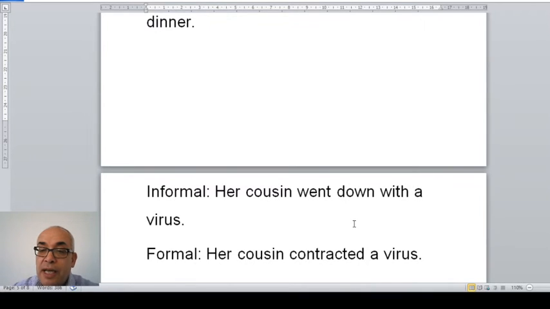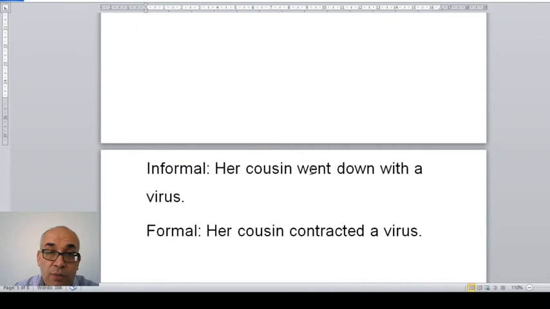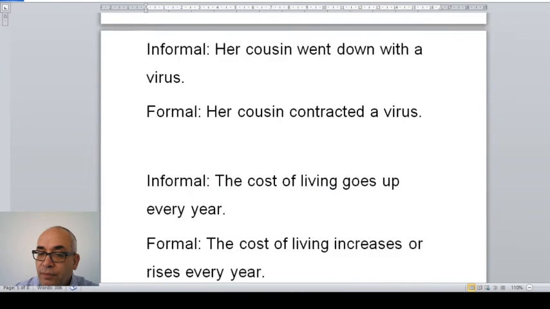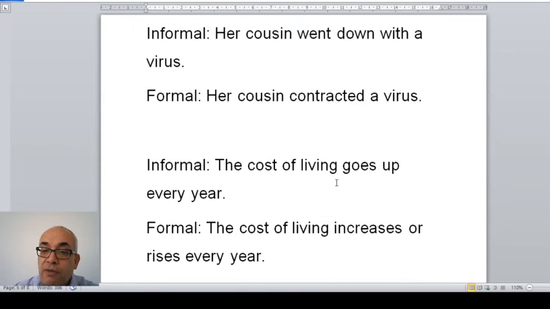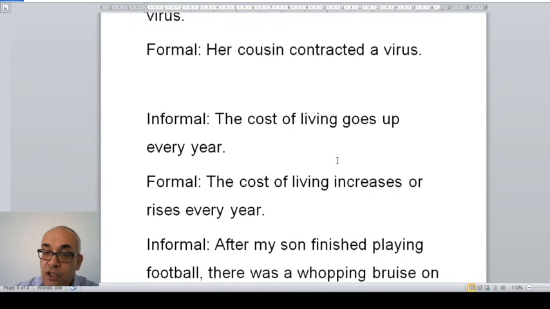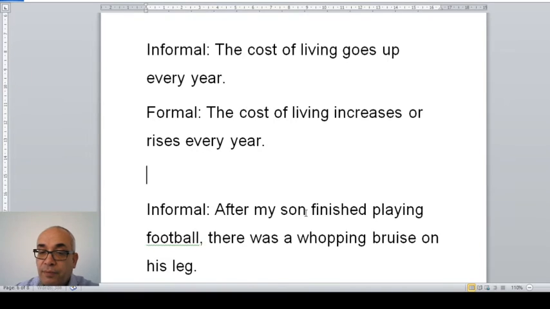Again, her cousin went down with a virus. Went down is informal because it's a phrasal verb. Her cousin contracted a virus. Again, the cost of living goes up every year. Goes up is informal because it's a phrasal verb. The cost of living increases or rises every year. This is formal English. I change goes up into increase or into rise. Another one.